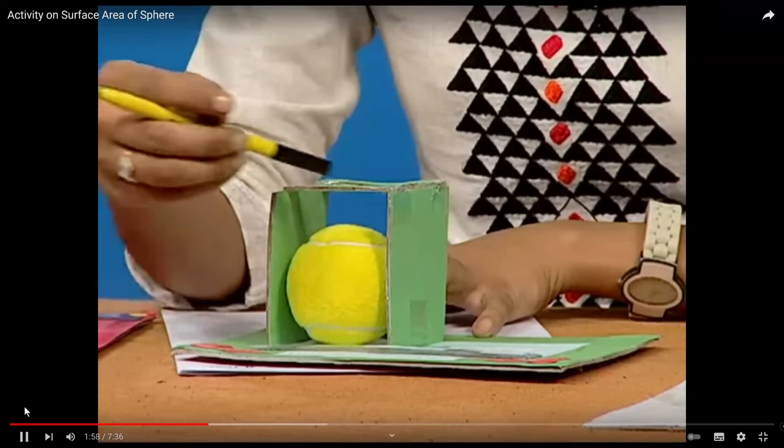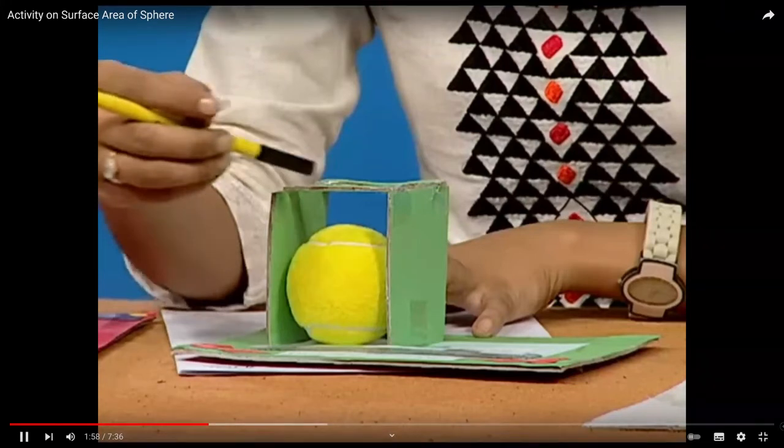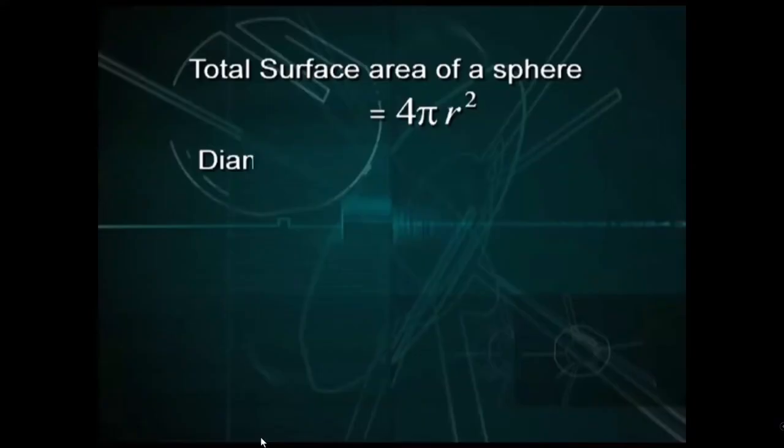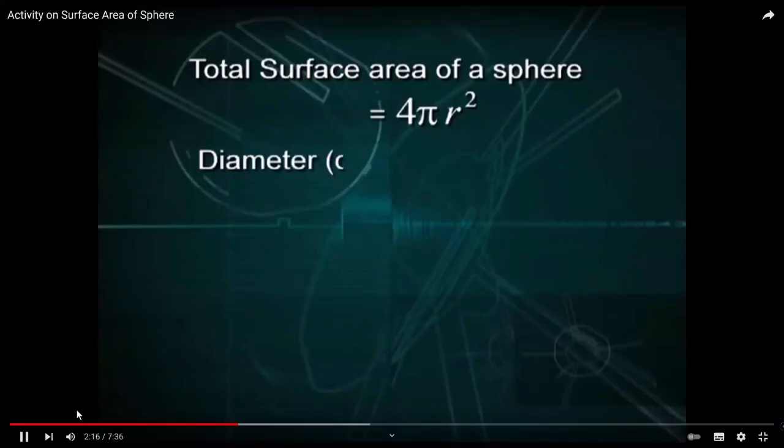As you can see in this model, we have placed 2 cardboard pieces parallel to each other, and in between is the sphere. And this is the scale. The distance between these 2 cardboard pieces is 7 centimeters. So the diameter, let us denote it with D, is 7 centimeters. Like that, the radius is 3.5.